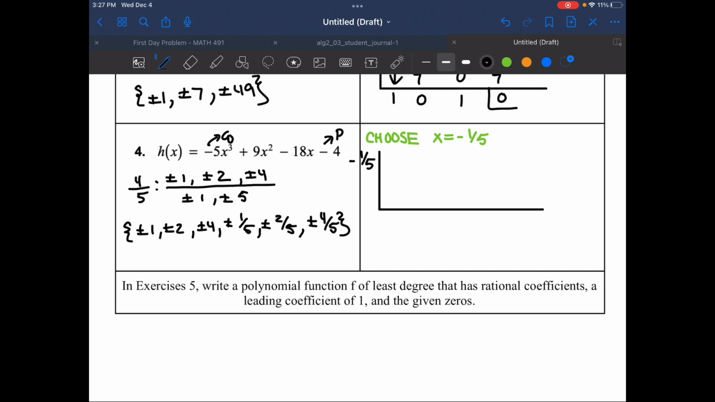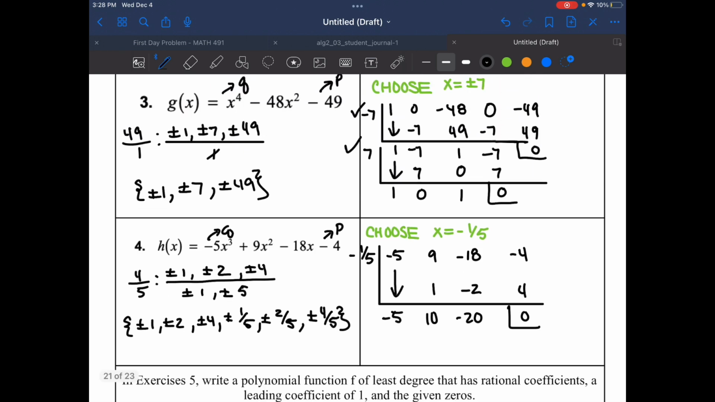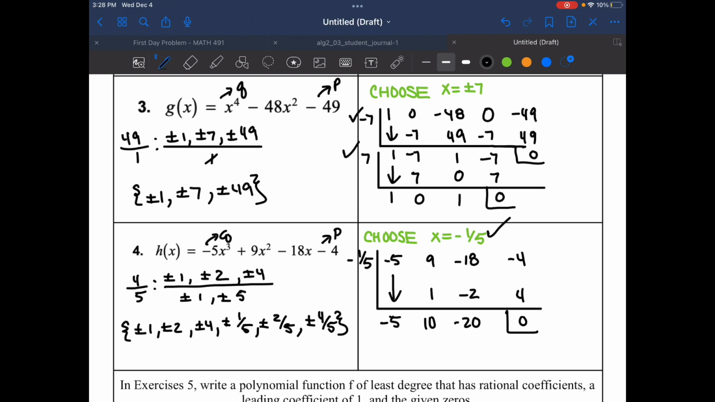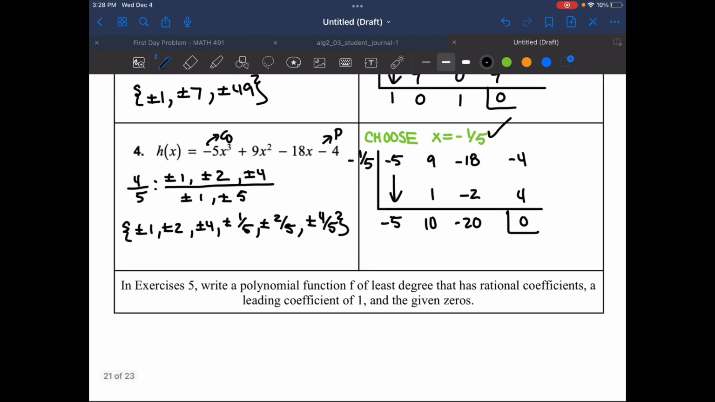And I'm going to use synthetic division here to show you that it is possible to do with synthetic division. So this is going to be negative 5, 9, negative 18, negative 4. I'm going to double check for placeholders. Nope, don't need them right now. I'm going to drop my 5, so I have negative 5. This is going to be 1, 10, negative 2, negative 20, 4, 0. And so that is a factor. Okay.